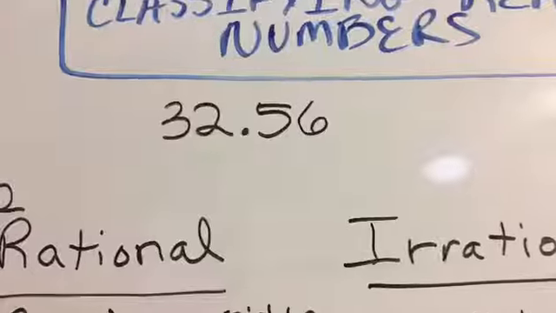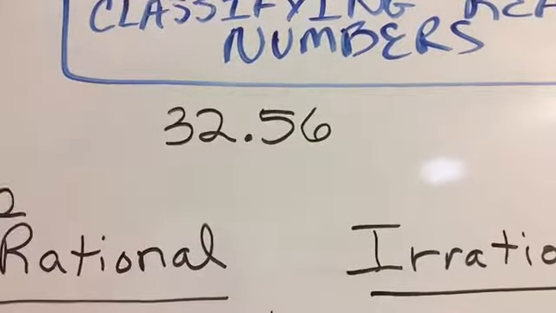So, decimals that terminate or repeat are rational. What does terminate mean? It means it stops. It ends. At some point, it stops. Okay? So, do you remember how that's done? Well, let's see. This is just a quick review.